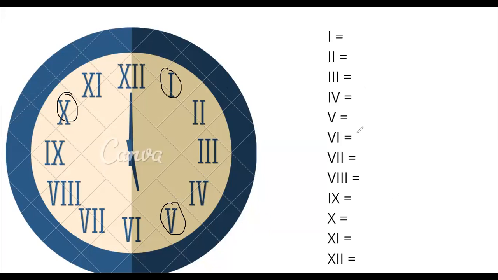So symbol I, we all know symbol I means 1. Now here there are 2 symbols of I. Whenever a symbol repeats itself, we are going to add. A symbol is repeating itself, so I am going to add: 1 plus 1 is equal to 2. Similarly, here a symbol is repeating 3 times: 1 plus 1 plus 1 equals 3.